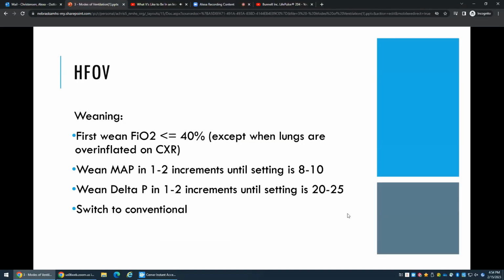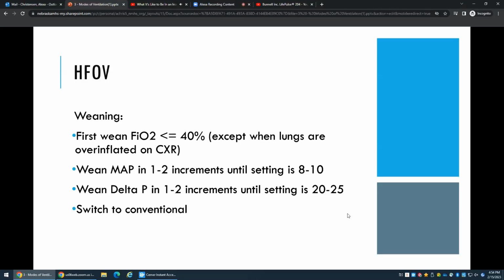As far as weaning, when are we going to wean the baby to conventional? Obviously, we always want to get that FiO2 down first. Except when lungs are overinflated on x-ray, obviously we'll wean that MAP before we'll wean the oxygen if we're overinflated, kind of like I talked about.